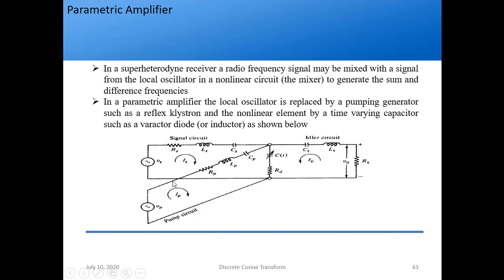For example, a reflex klystron, which is generating oscillations continuously. And the non-linear element is replaced by a time varying capacitor like a varactor diode. So this is the varactor diode. What we want to amplify is this signal frequency to a high amplitude signal. So where does the extra power come from? The reflex klystron is generating sustained oscillations, so from that we get the extra power. Okay, so let's see how this works.